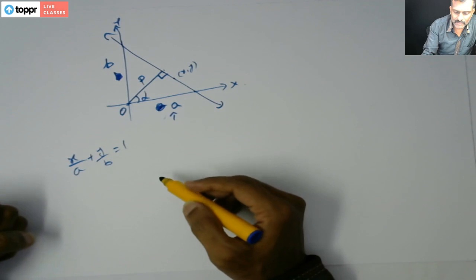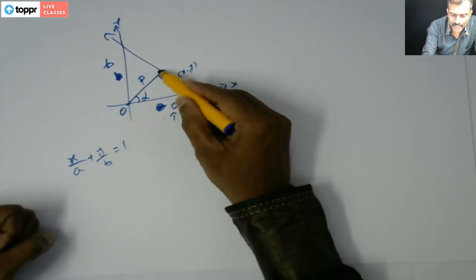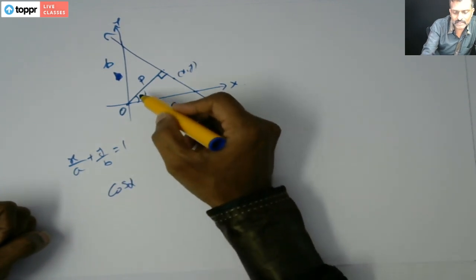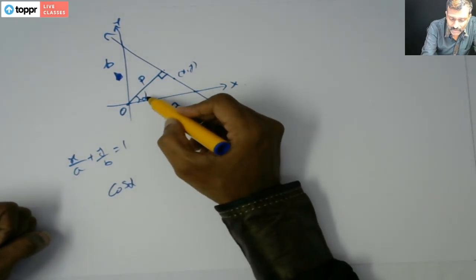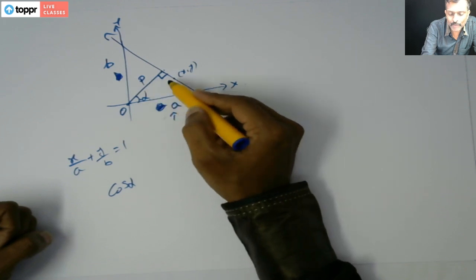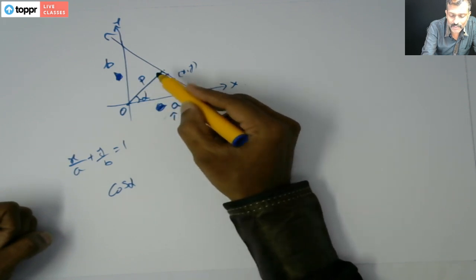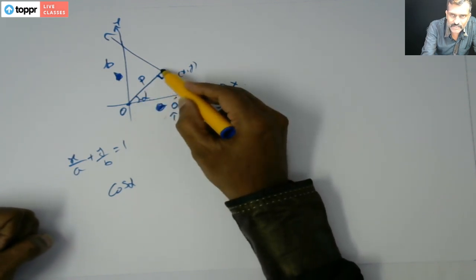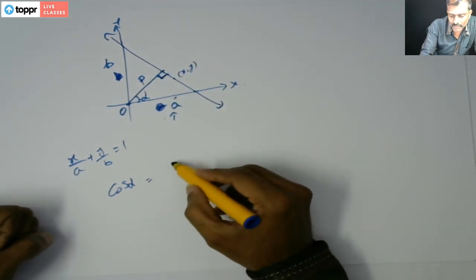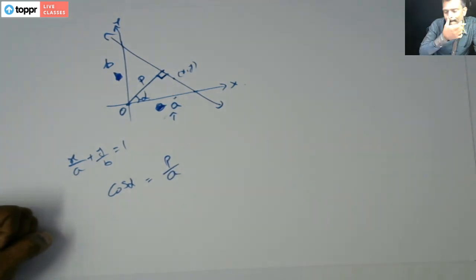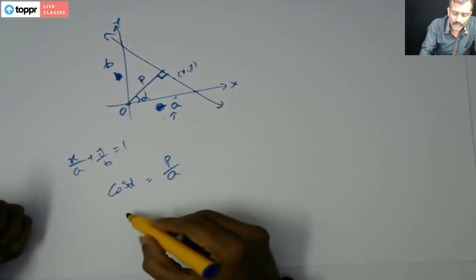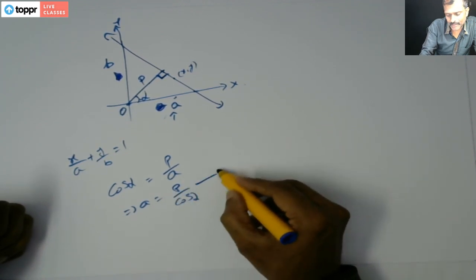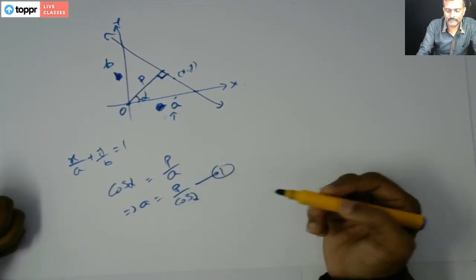So now let us consider this triangle here. If I take cos alpha, it is nothing but adjacent by hypotenuse. Since this is the right angle, this will become the opposite, hypotenuse, and this becomes the adjacent side. So cos alpha will be p by a. This implies a is equal to p by cos alpha. Let us write it as 1 and keep it aside.